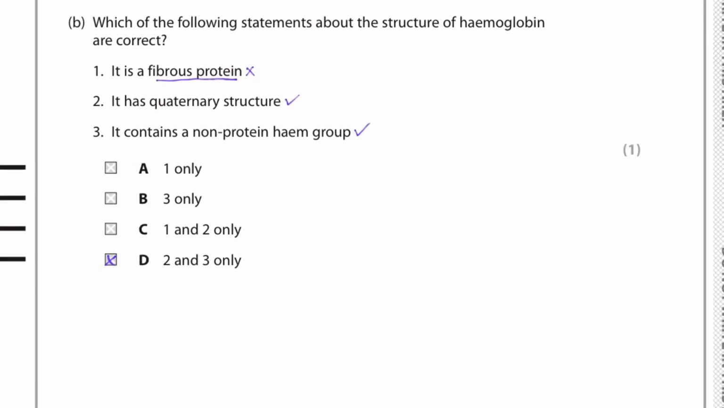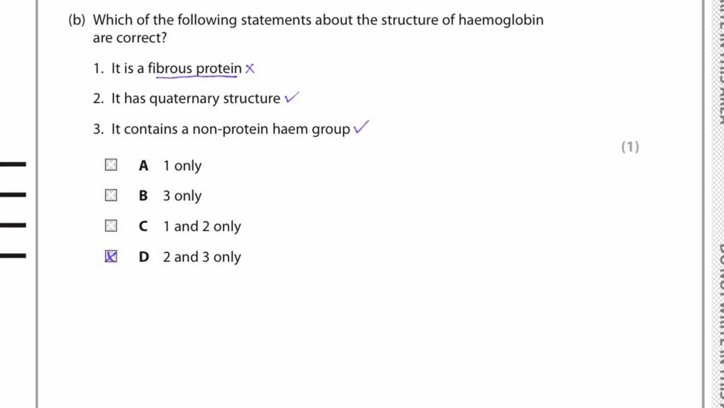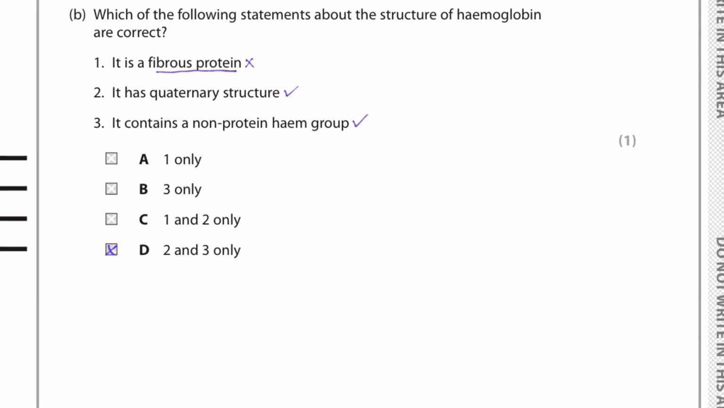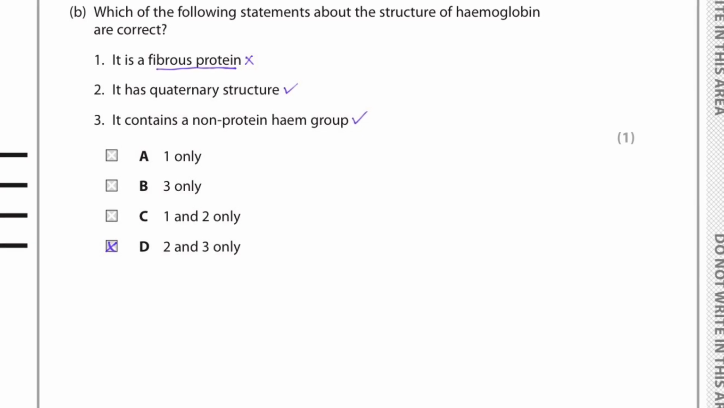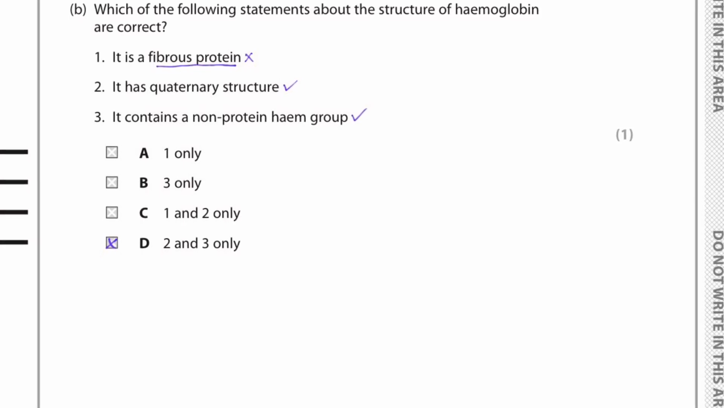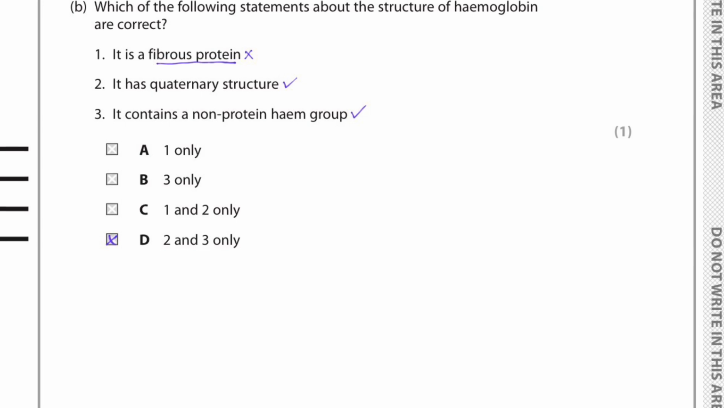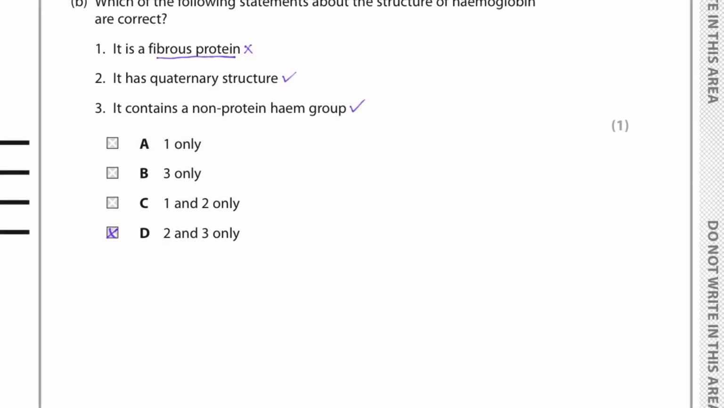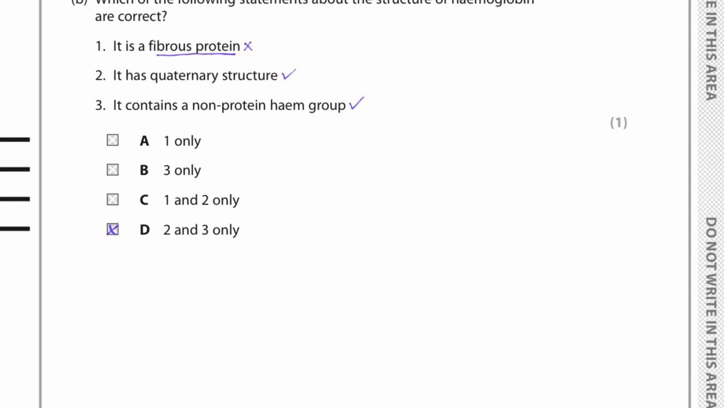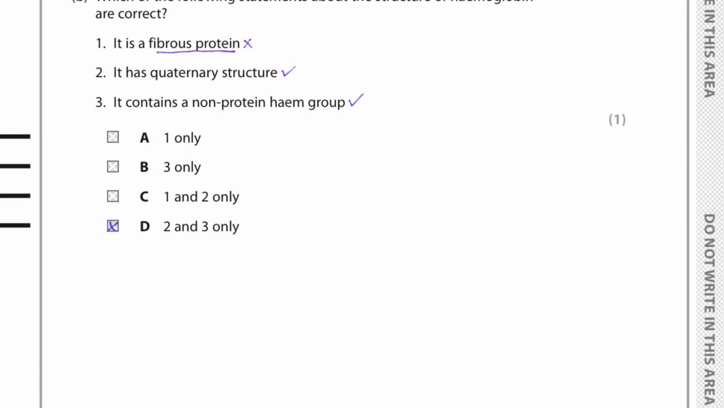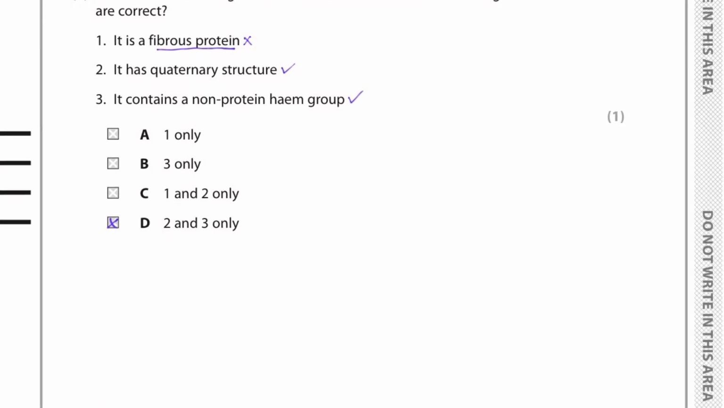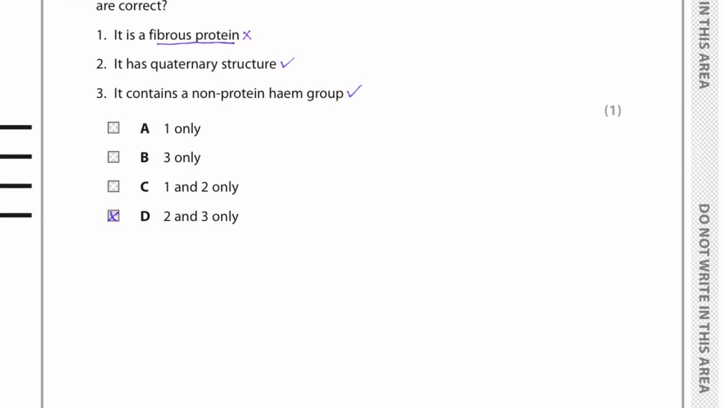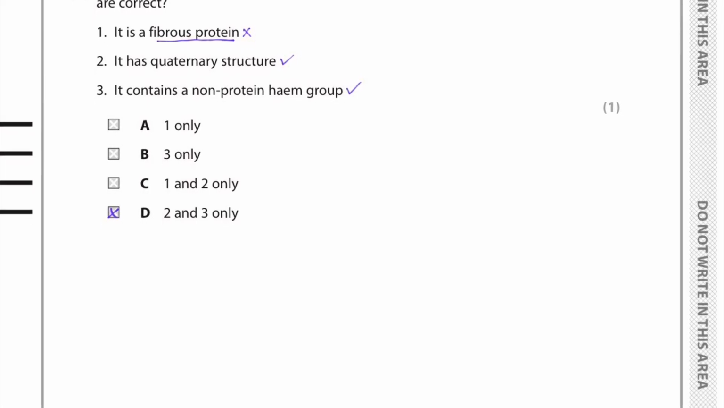Next, they say, which of the following statements about the structure of hemoglobin are correct? The statements given are, it is a fibrous protein, it has a quaternary structure, it contains a non-protein heme group. So the question is testing if we know what type of protein hemoglobin is and what structures it has. Hemoglobin is not fibrous, but it's globular, but it does have a quaternary structure and it does have a heme group. Therefore, the correct answer is D. Statements 2 and 3 are correct.